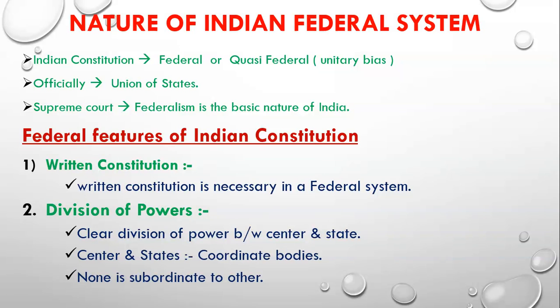So first of all, friends, a federal system must have a written constitution. It is a must that a federal system should have a written constitution. Written constitution is very necessary for any federal system. Why? Because this written constitution clearly divides the power between center and states, and it also protects this division.